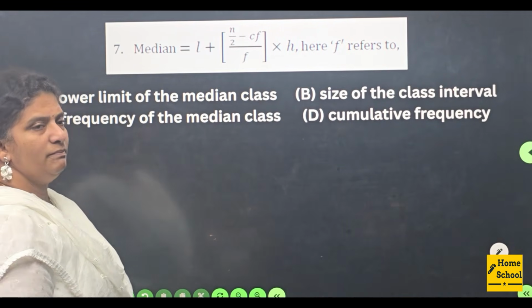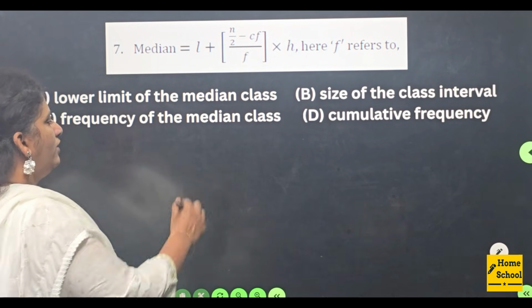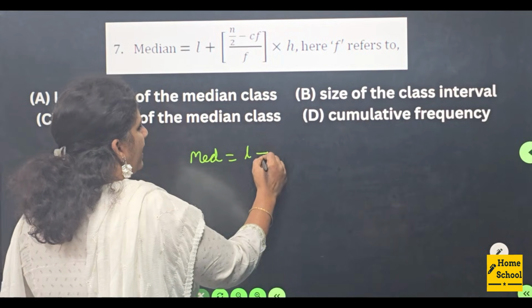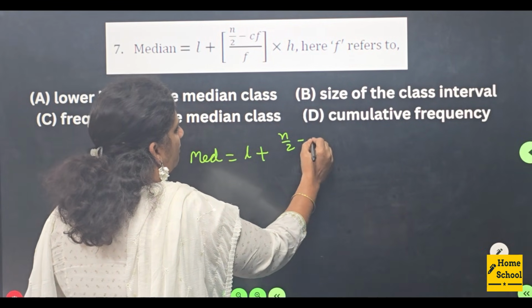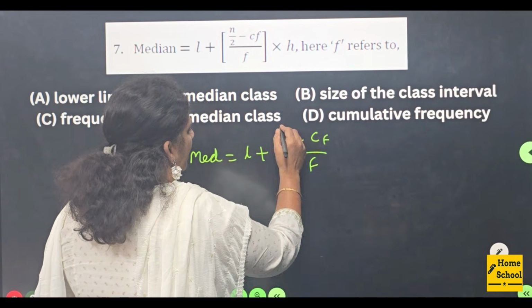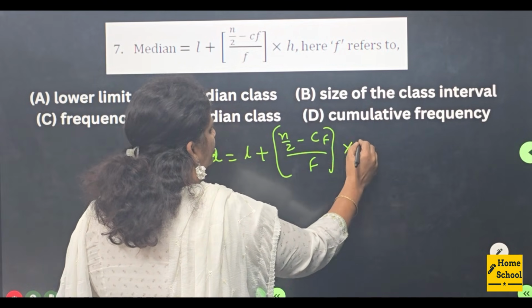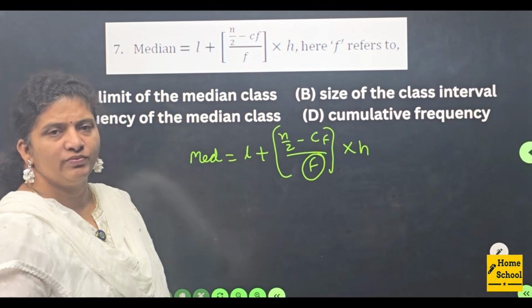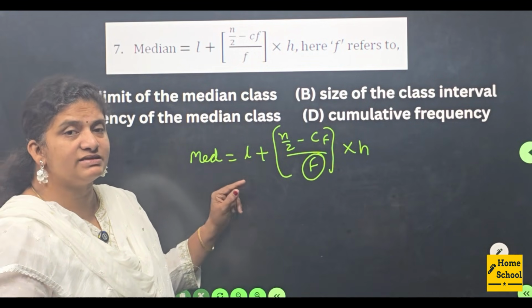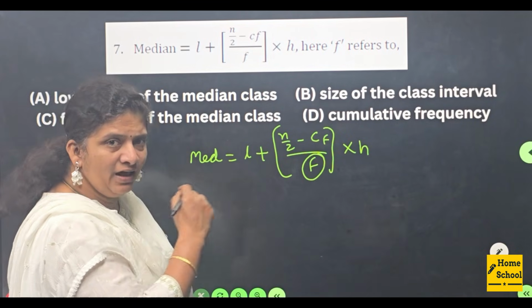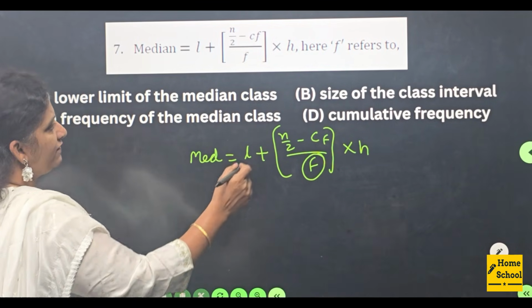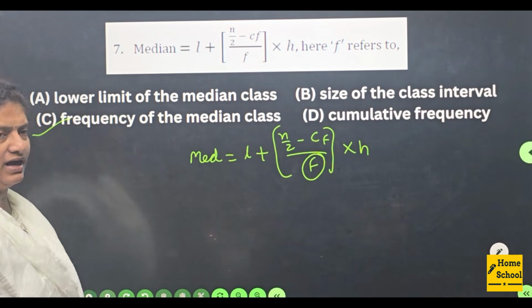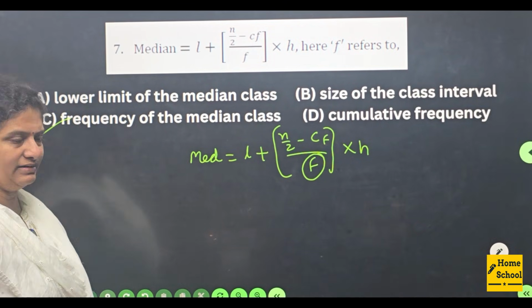Seventh one, median is equal to. Median we know is L + (n/2 minus CF) by F into H. Here, what does this F refer to? F is the frequency of the median class. Check for that option. C is the right answer.